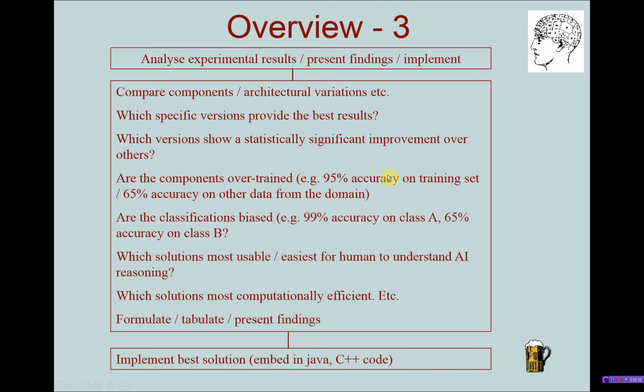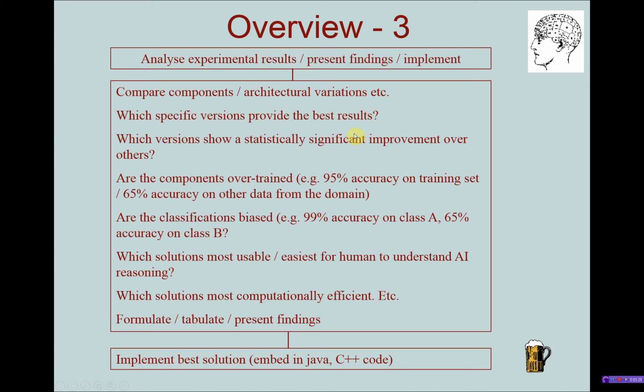Having completed our decisions, we've done a series of experiments, so we analyse our experimental results, present our findings to our client, and implement if given the go-ahead. So we compare the different components and the architectural variations on them. So from a set of decision trees, we pick the best. From a set of neural networks, we pick the best. From a set of Bayesian classifiers, we might pick the best. And then we compare the best from each to decide which version produces the best results.